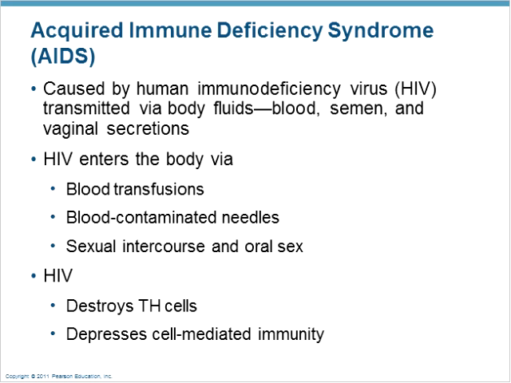HIV enters the body via blood transfusions, blood-contaminated needles, or sexual intercourse and oral sex. HIV destroys the TH cells and depresses our cell-mediated immunity and that co-stimulation we talked about before.